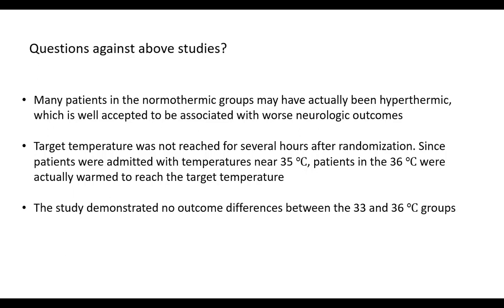So many patients in the normothermic group may have actually been hyperthermic, which is well accepted to be associated with worse neurological outcome. Many a time you have seen that the temperature rises, and at that time you are trying to cool the patient. And another important thing: many patients were enrolled at 35 degrees centigrade, and rather than cooling, they actually required warming. So from 35, the temperature has to be taken to 36 to attain the target temperature. And the study demonstrated no outcome difference between the 33 and 36 degrees centigrade groups.